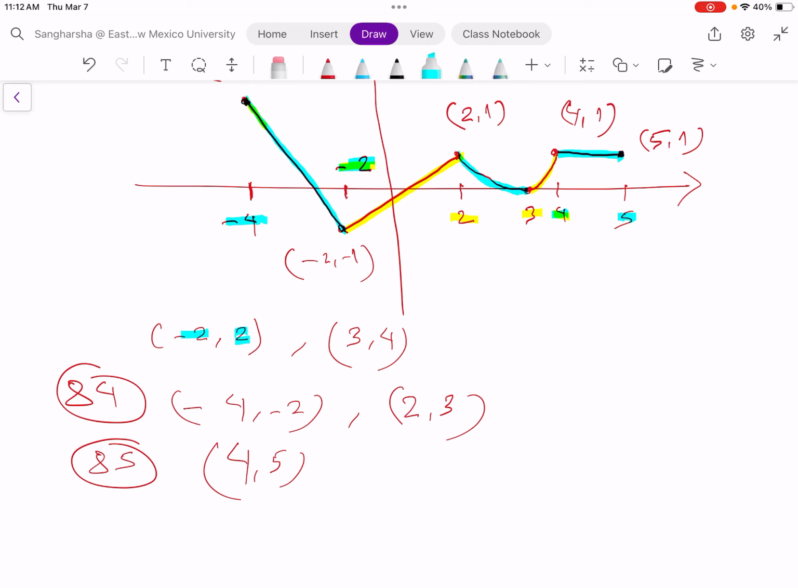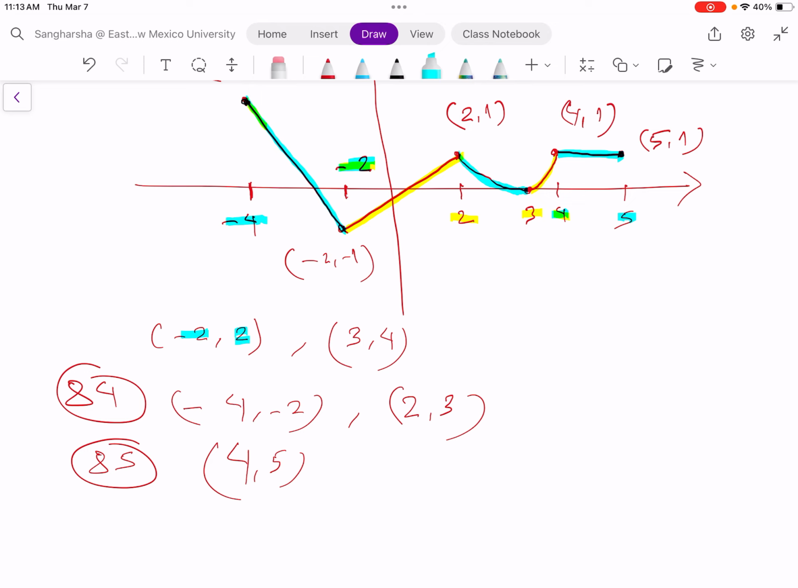But if we just check the graph at -2, it's a point. We can't find whether a function is increasing or decreasing at a point. It has to be a certain interval. But it's not wrong. So if you use a bracket or a parenthesis, you get the credit. You can use a bracket or parenthesis when you write the interval.